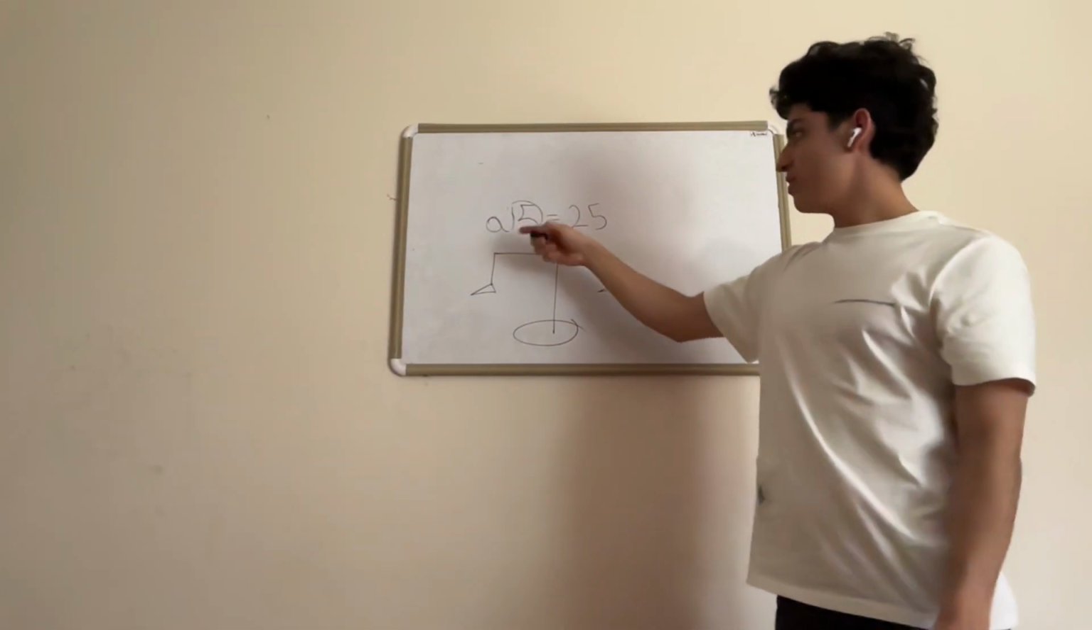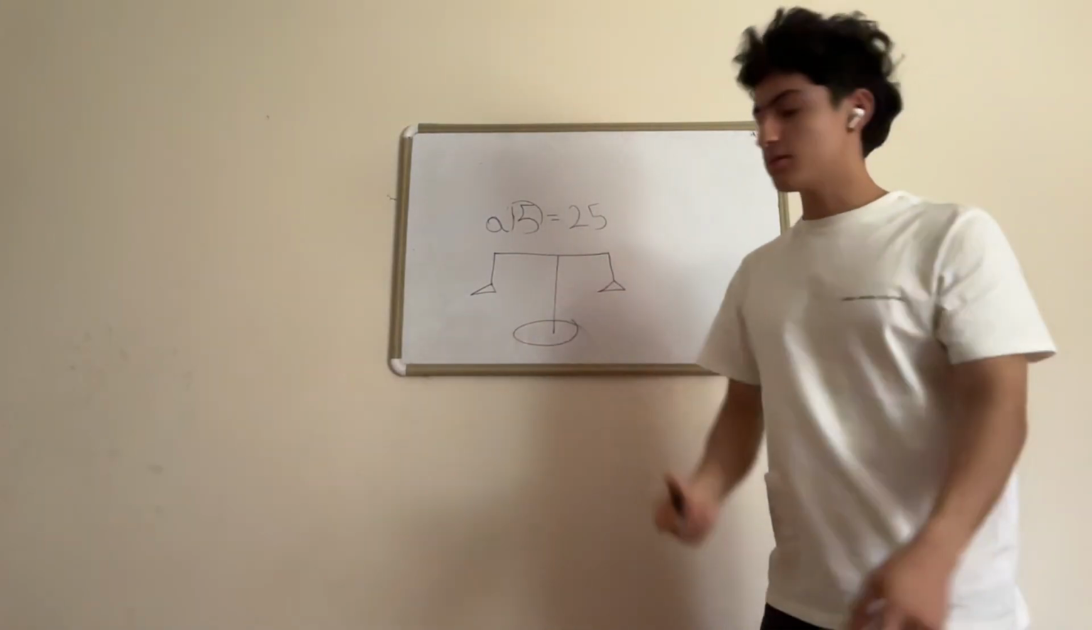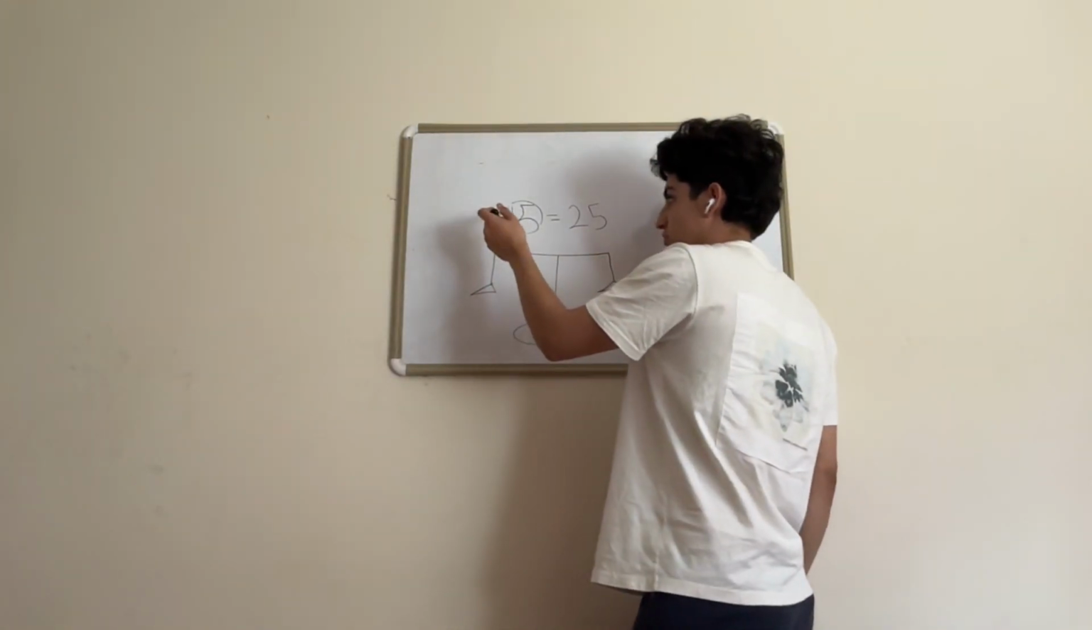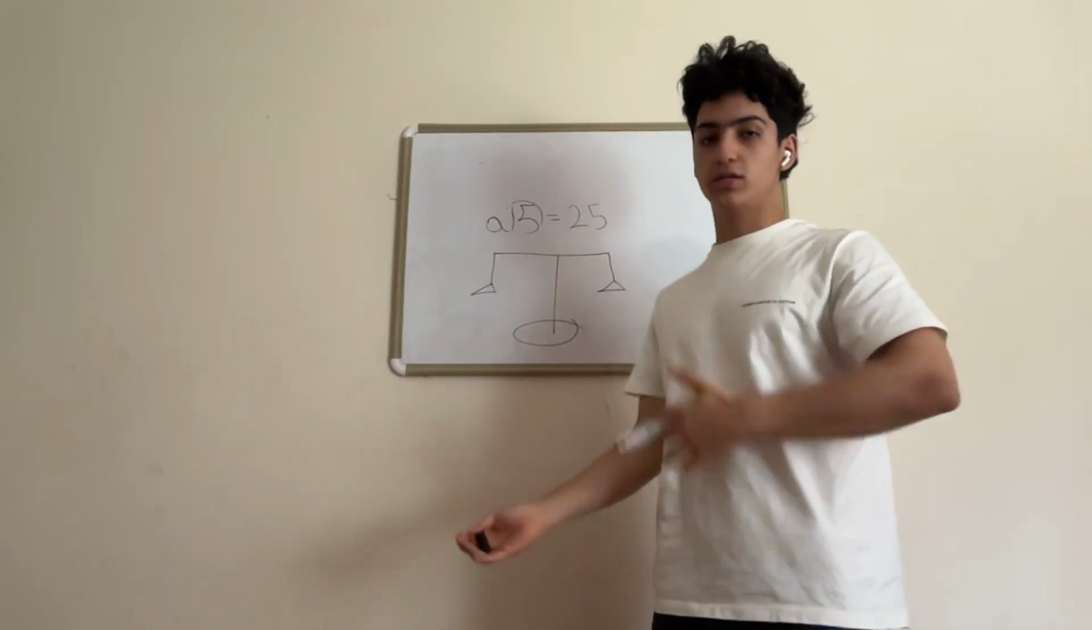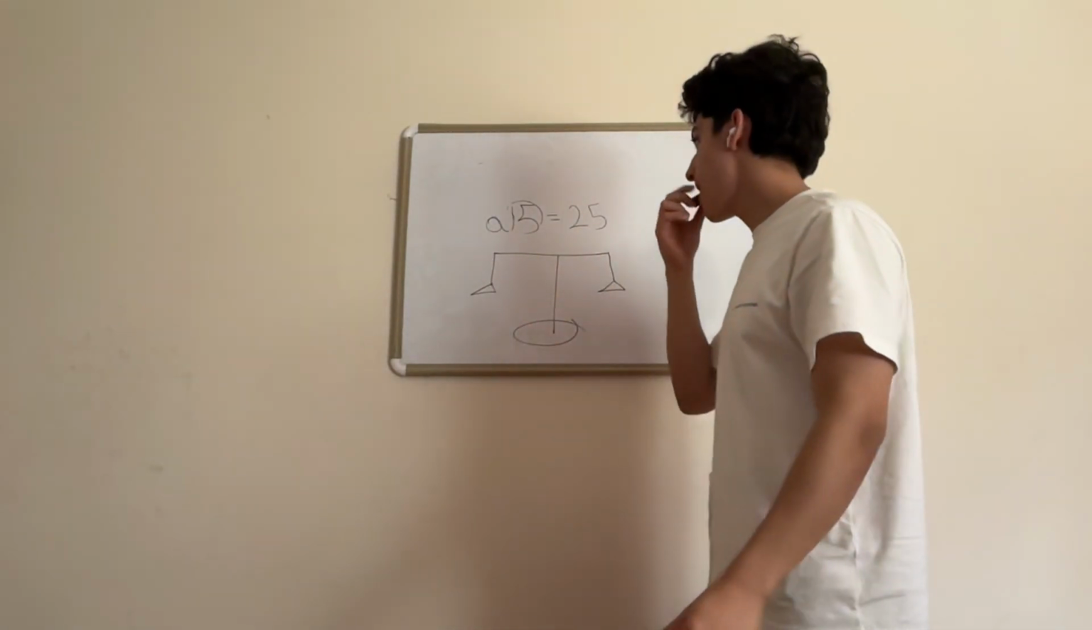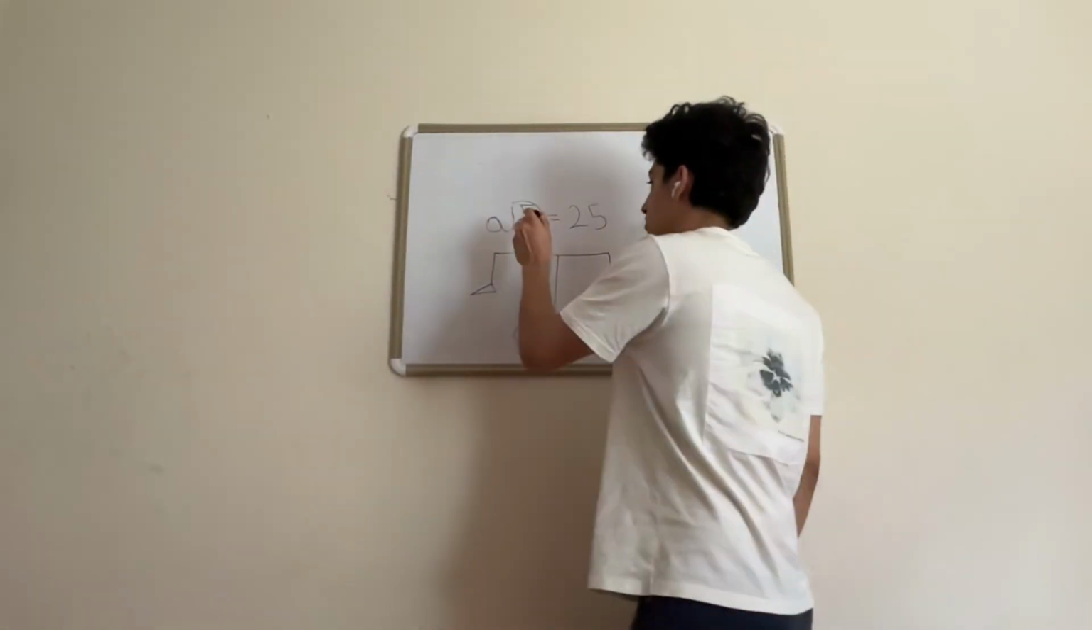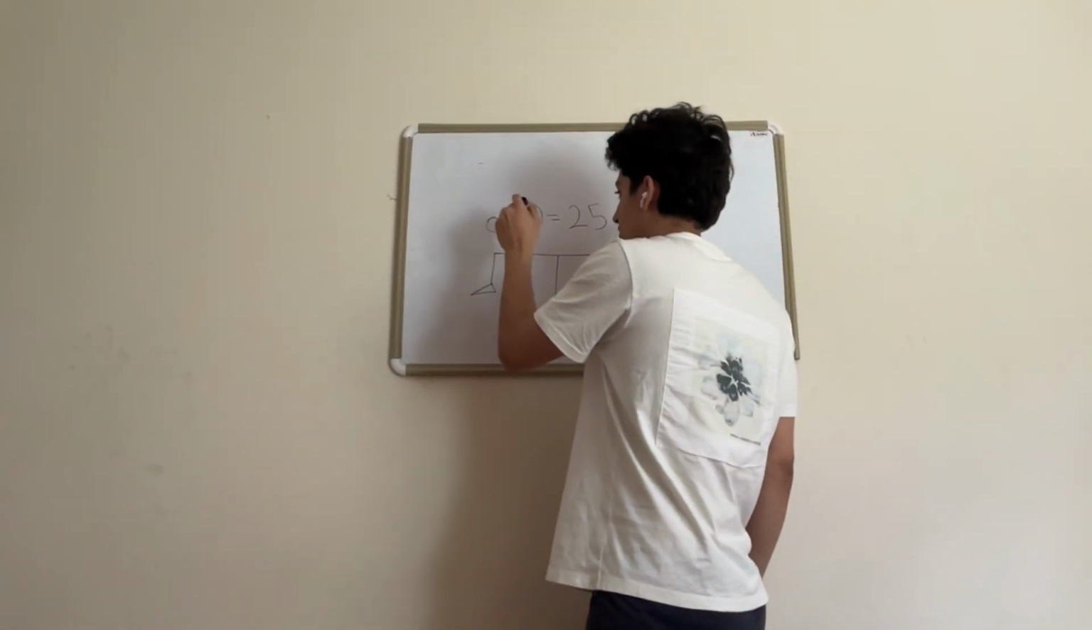So how can we get rid of this? Okay, what is this doing to the variable? This is multiplication. Okay, what's the inverse of multiplication? Division, right? Or in other words, we want to get rid of this.